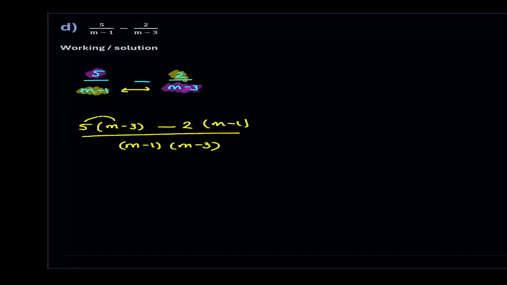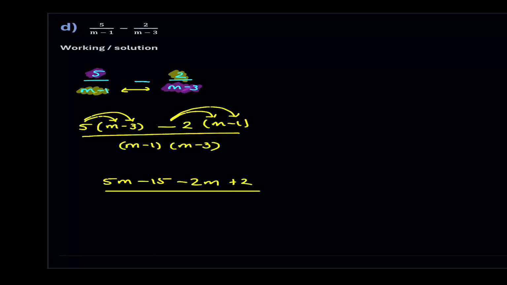Now let's expand the numerator. So 5 times m and 5 times 3. So that's 5m take 15 and expand that. 2 times m, which is negative 2 times m, which is negative 2m. And then be careful of your negatives here. Neg 2 times neg 1, which is positive 2.